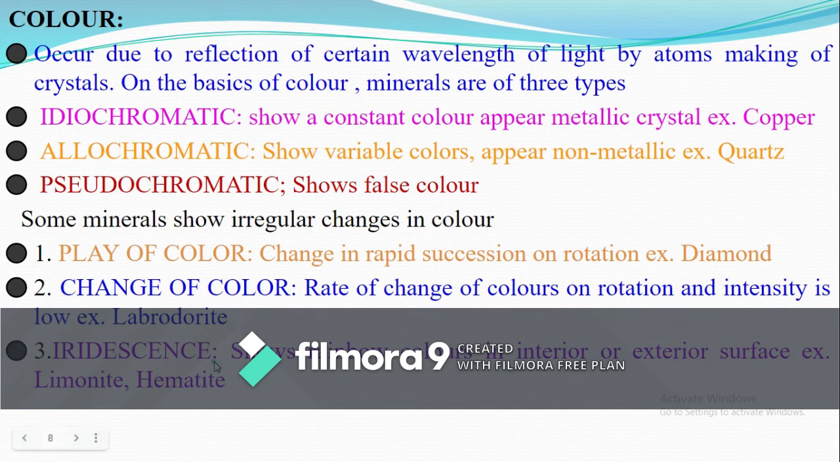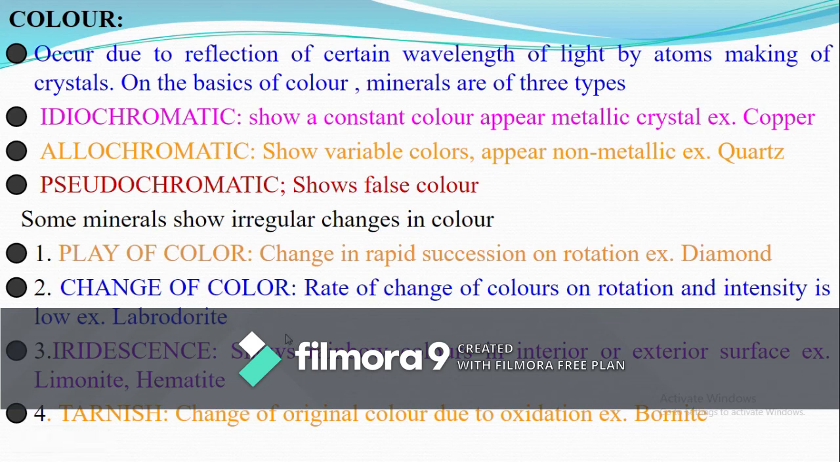Okay, so tarnish. This is a change of original color due to oxidation. So when the minerals are oxidized, they will change their original color. So these are the time periods.